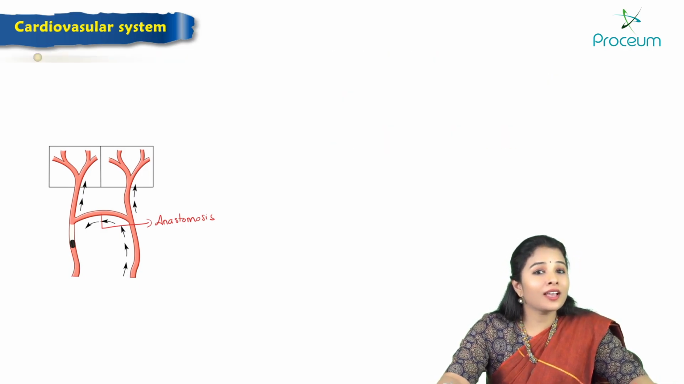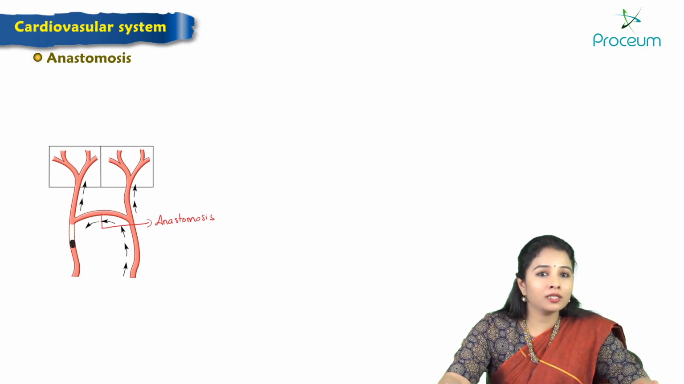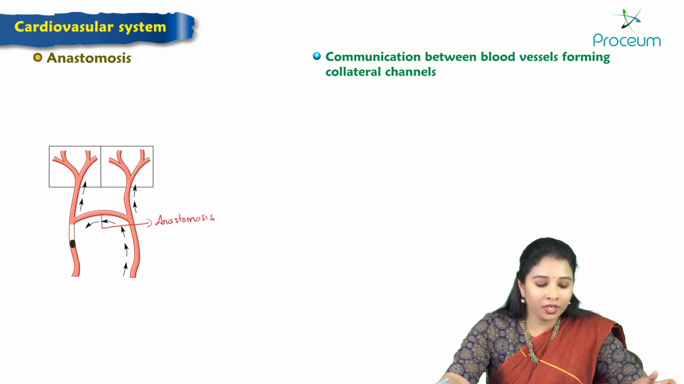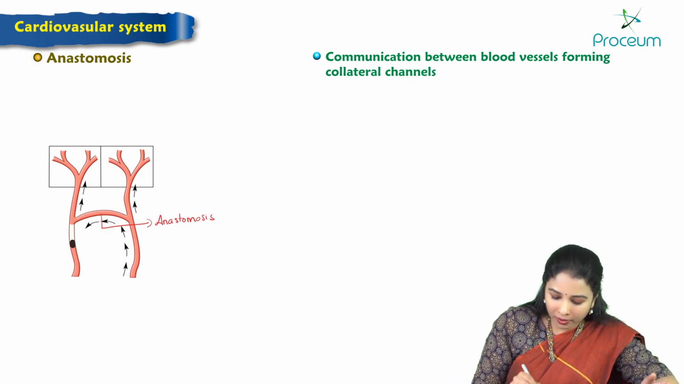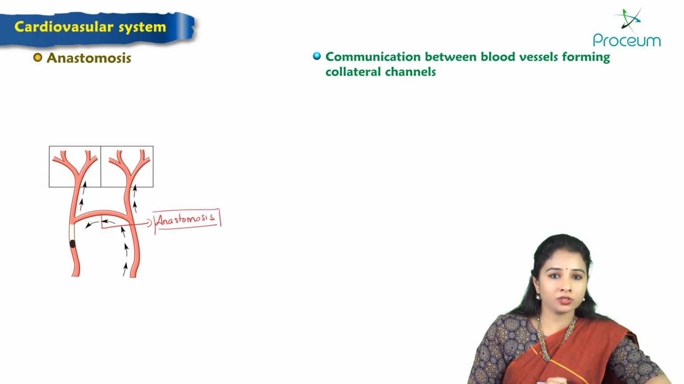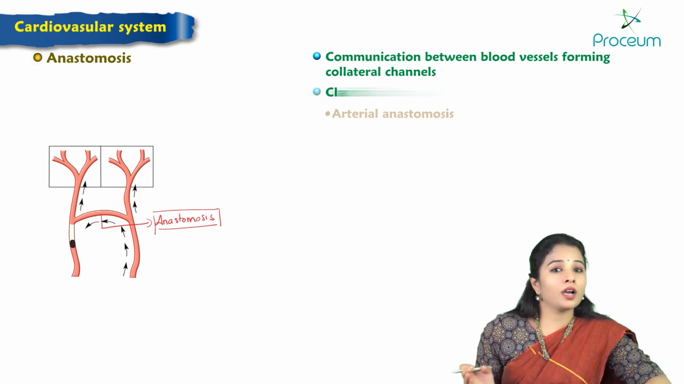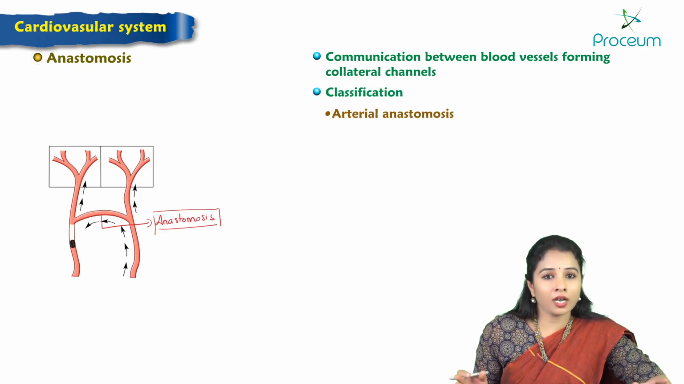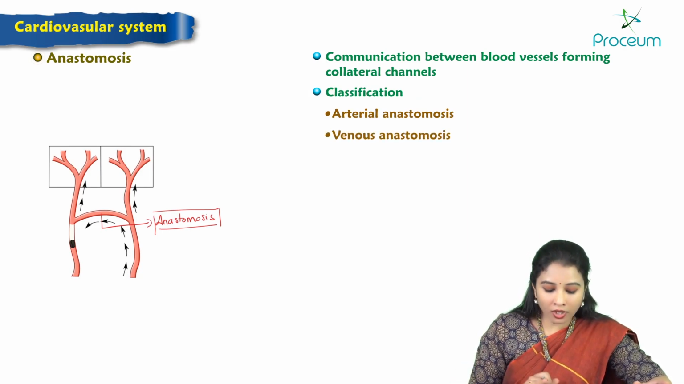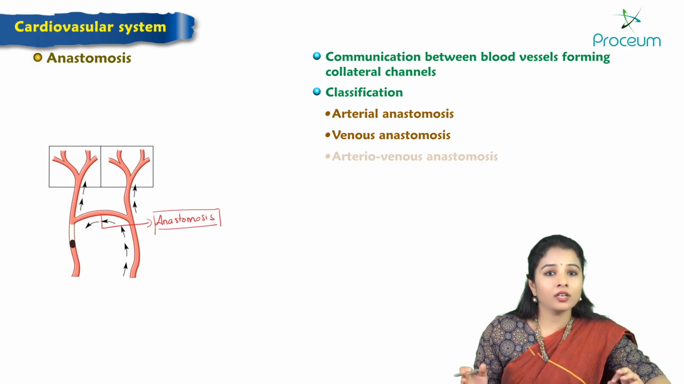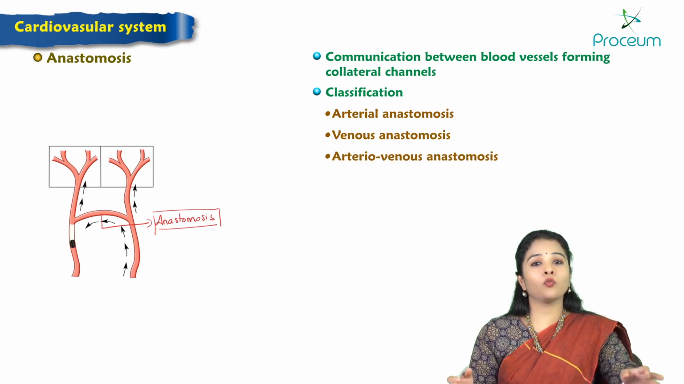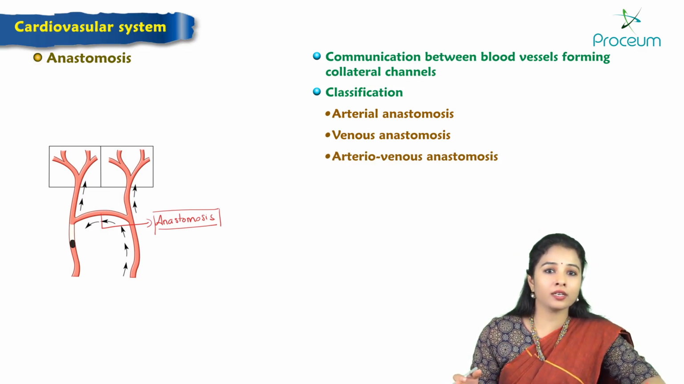Let's move on to the anastomosis. Anastomosis means the communication between the blood vessels which forms a collateral channel. Anastomosis can be arterial anastomosis, between the arteries. Venous anastomosis means the collateral circulation between two veins. And arteriovenous anastomosis means the communication between the arteries and veins.